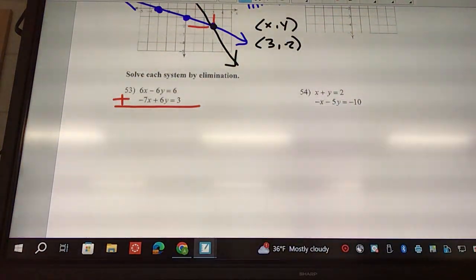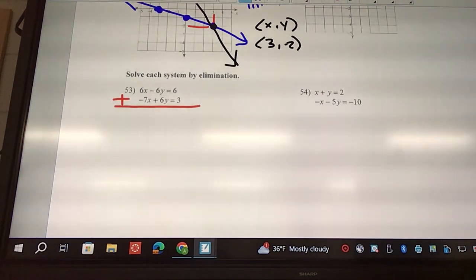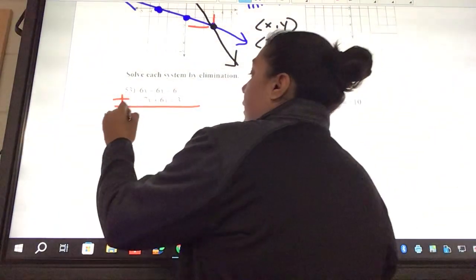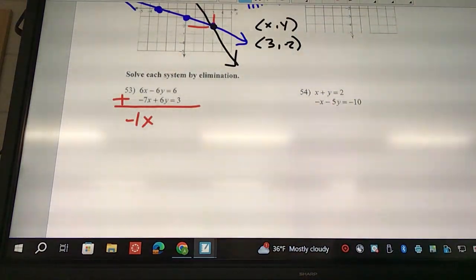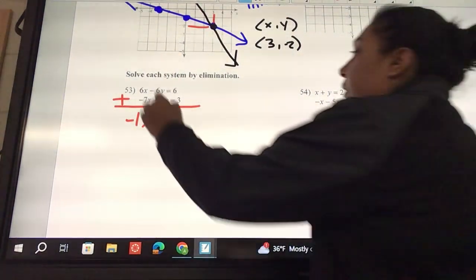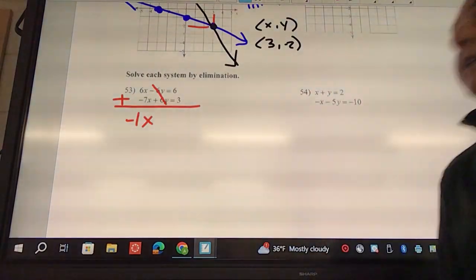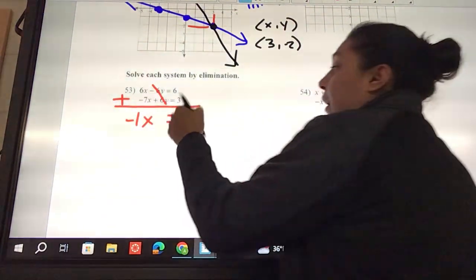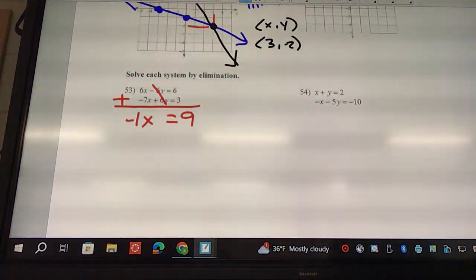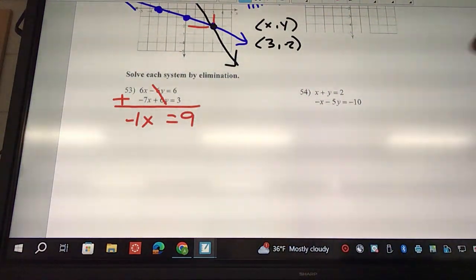Okay, what is 6 plus negative 7? Use your calculator. Negative 1x. Negative 6 plus 6 cancel out, so these eliminate. Okay, 6 plus 3 is 9. Now look at this. What do you do? Divide. We divide.